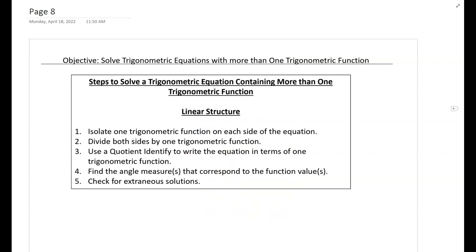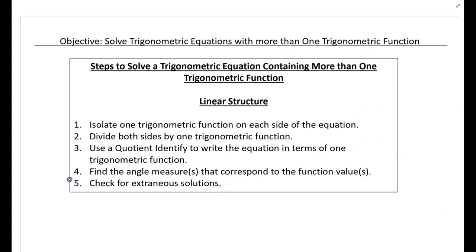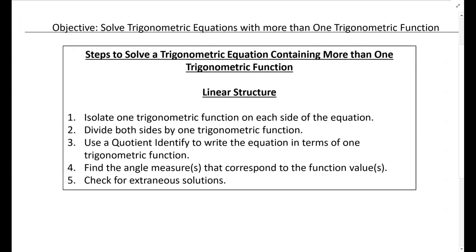All right, next I'm going to show you how to solve when you have more than one trig function if you have a linear structure. What we're going to do is isolate one trigonometric function on each side. Then we will divide both sides by one trig function. Doesn't matter which one, but you'll see which one you want to do because you want to solve for a value.